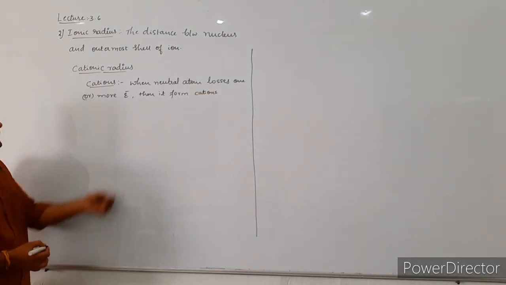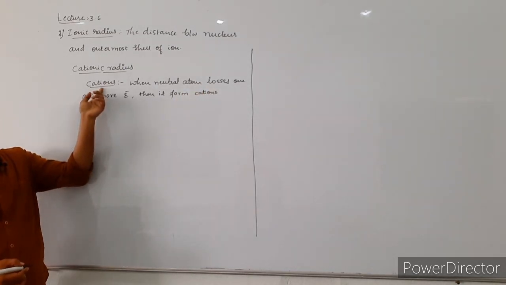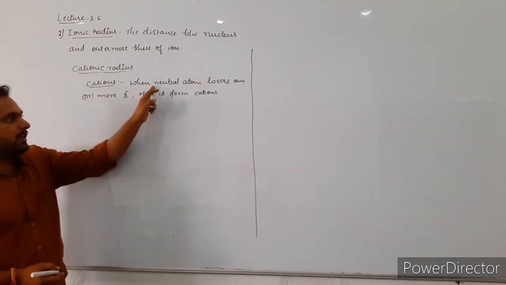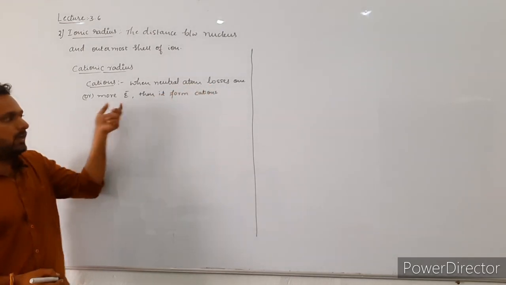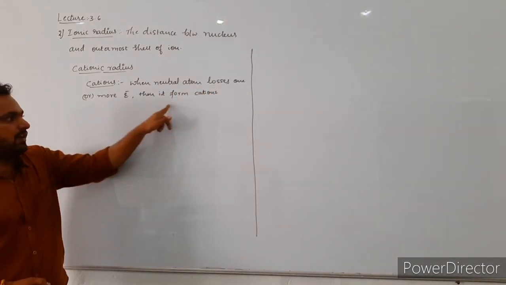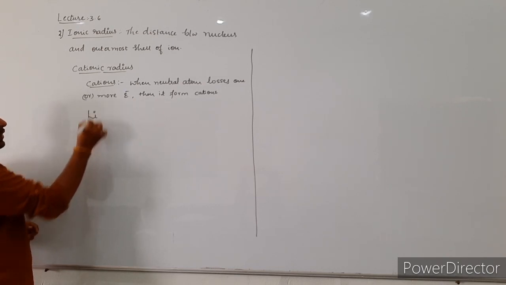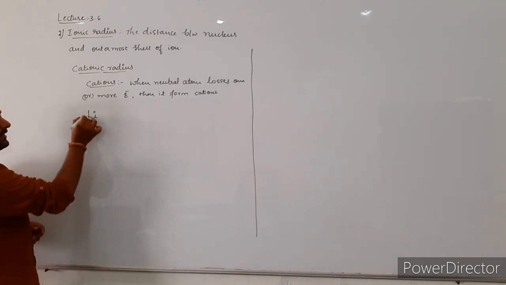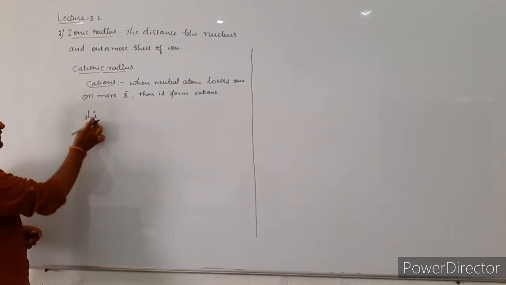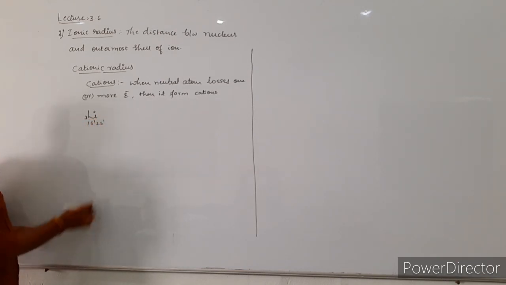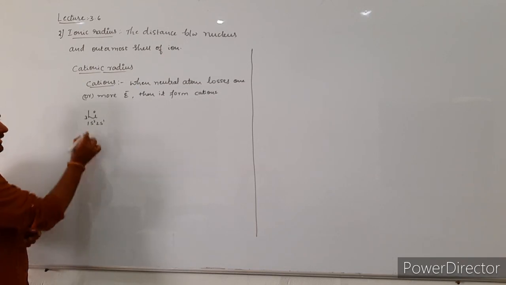Okay, what are cations? The positively charged ions are called cations. How the cations will form? When neutral atom loses one or more electrons, then it forms cations. For example, lithium. What is the atomic number of lithium? 3. And write electronic configuration for lithium. 1s2, 2s1. And it is in atomic state. It is atom.